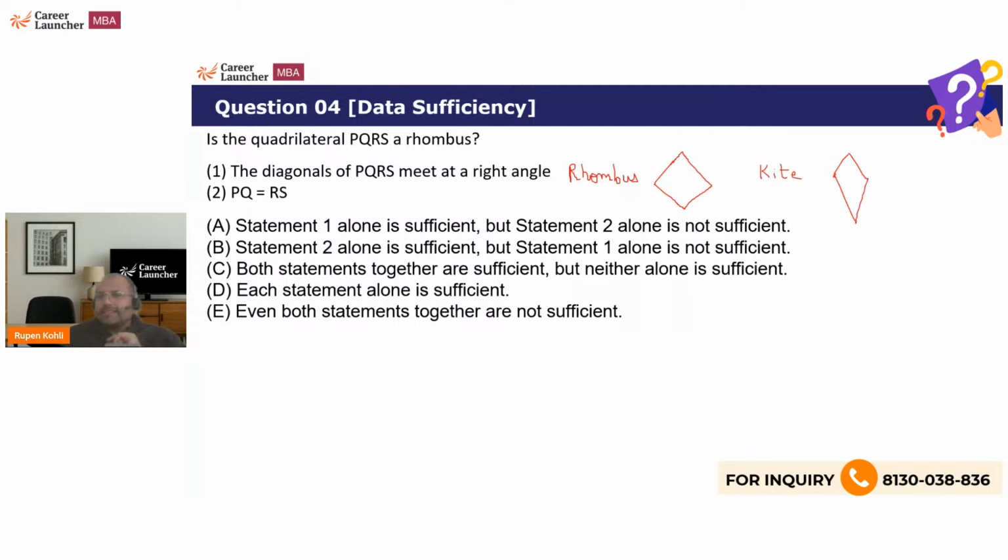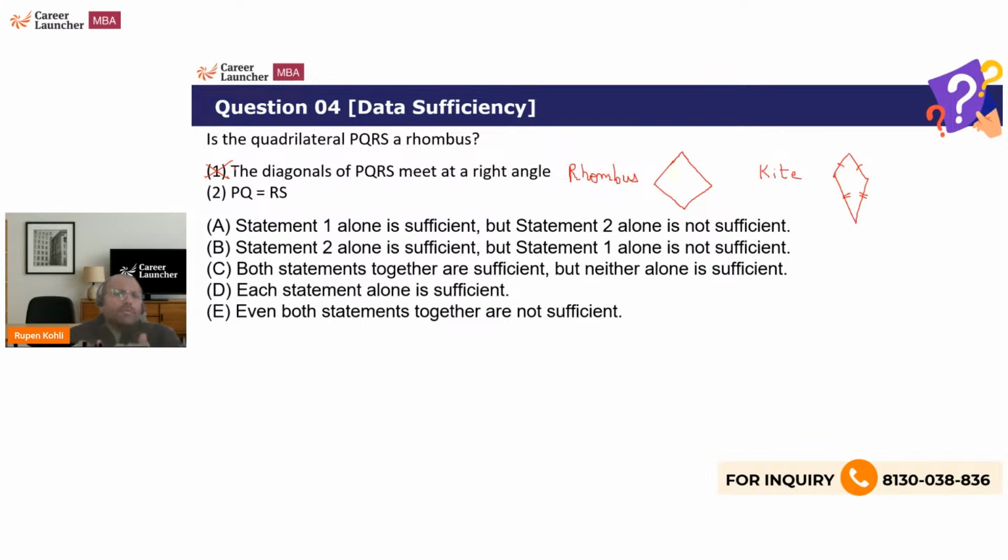What is a kite? One in which two pairs of adjacent sides are equal. This is equal to this and this is equal to this. Even in a kite, the diagonals do meet at a right angle. So if this condition is there, then both yes and no scenarios are there. It could very well be a rhombus or it may not be. It may well be a kite. So therefore, statement 1 is not sufficient.